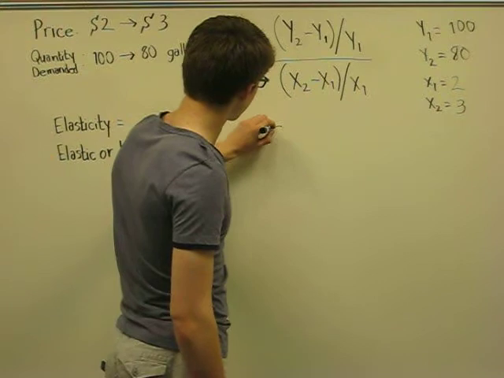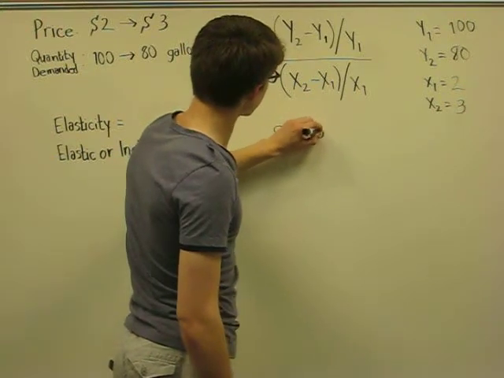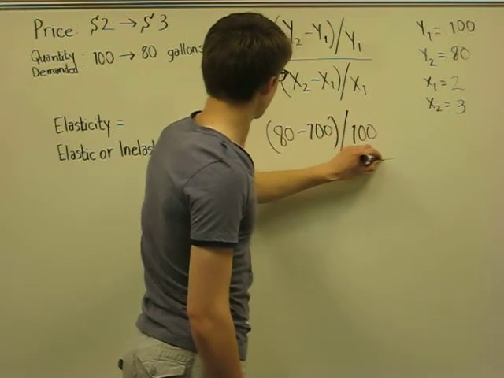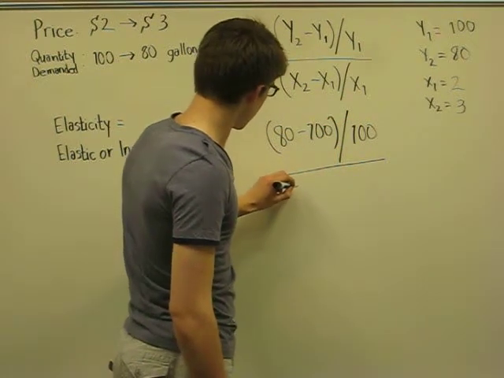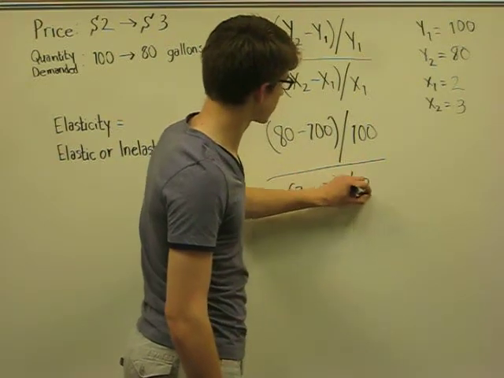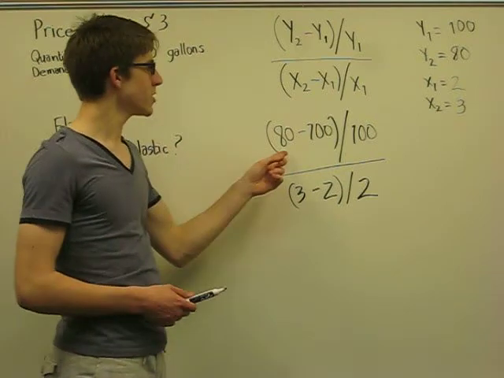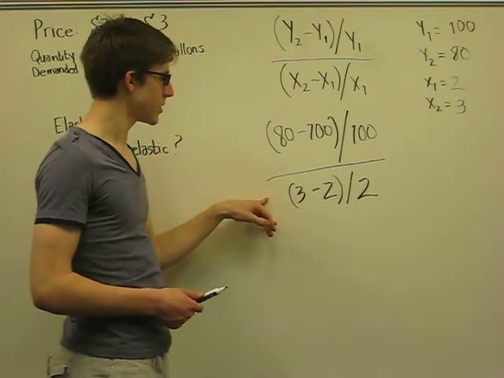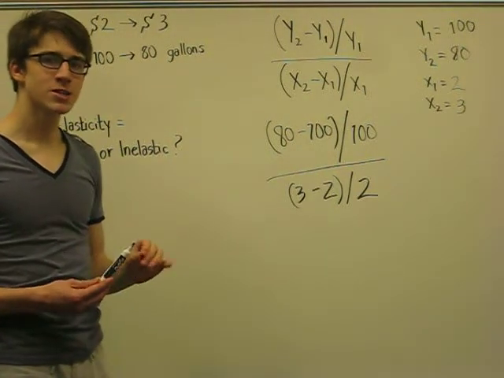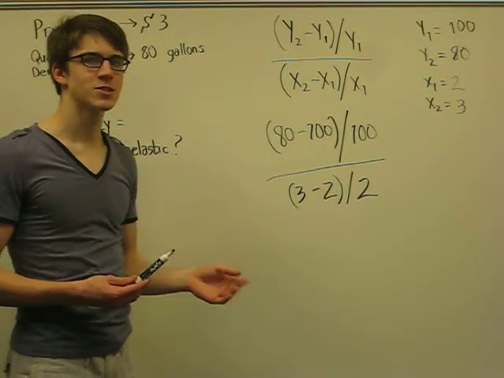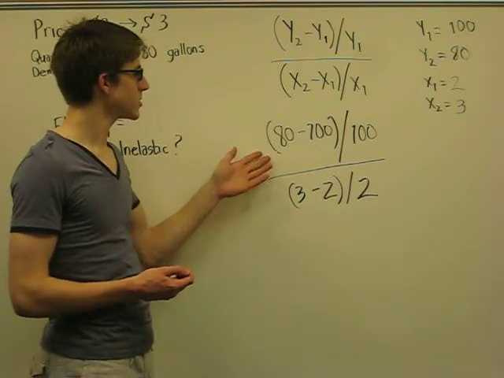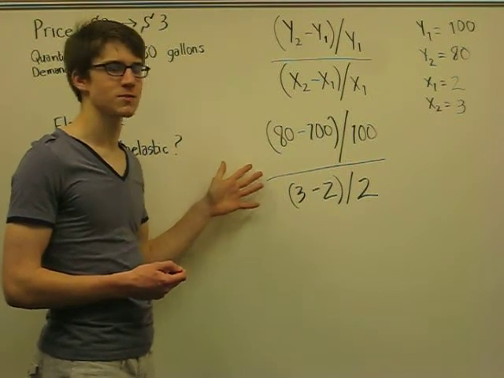On top we have 80 minus 100 over 100. And on the bottom we have 3 minus 2 over 2. Now this is going to be a negative number, and the whole fraction is going to be negative. This is always the case with price elasticity of demand, unless it's perfectly inelastic, because the higher the price, the fewer people will demand it. So to make things easier on themselves, economists like to always make this fraction positive.